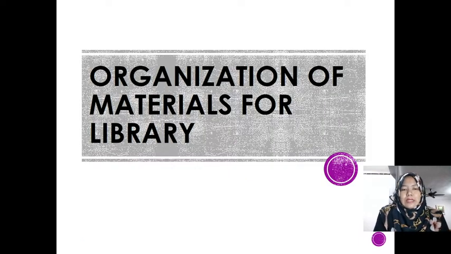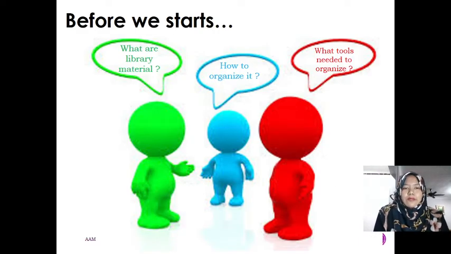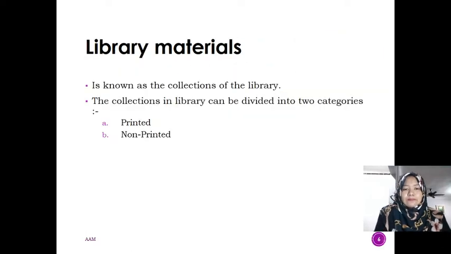So we look at the library perspective. Before we start, what are library materials? Okay, supposedly you have to know what kind of materials are included in the library, either in the physical form or in the electronic format. All right, and then how to organize it and what kind of tools that we use to organize the materials in the library. So library materials are also known as a collection of the library.